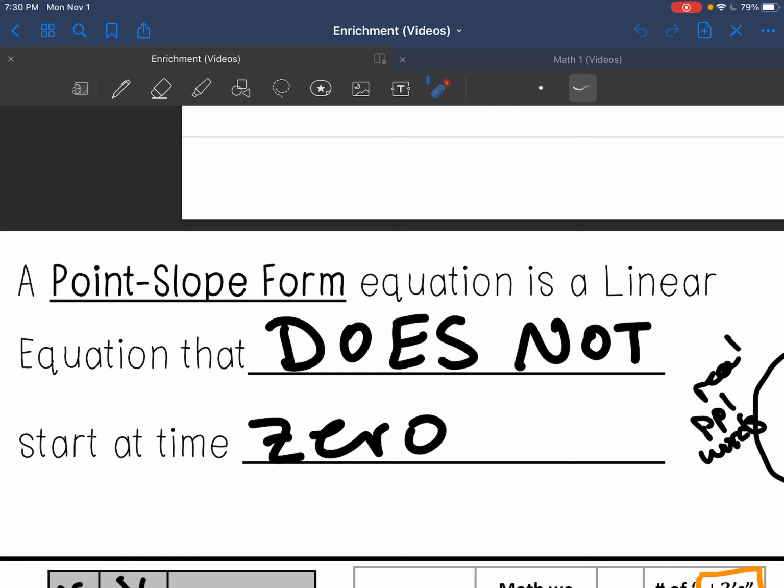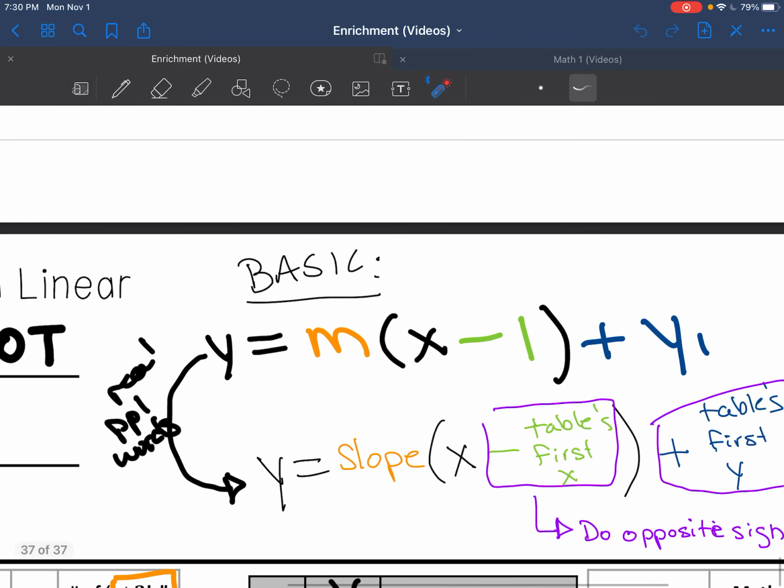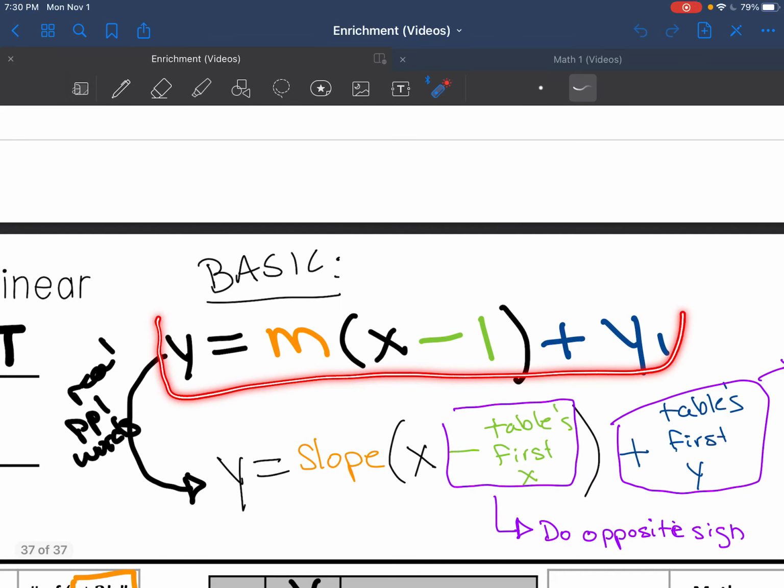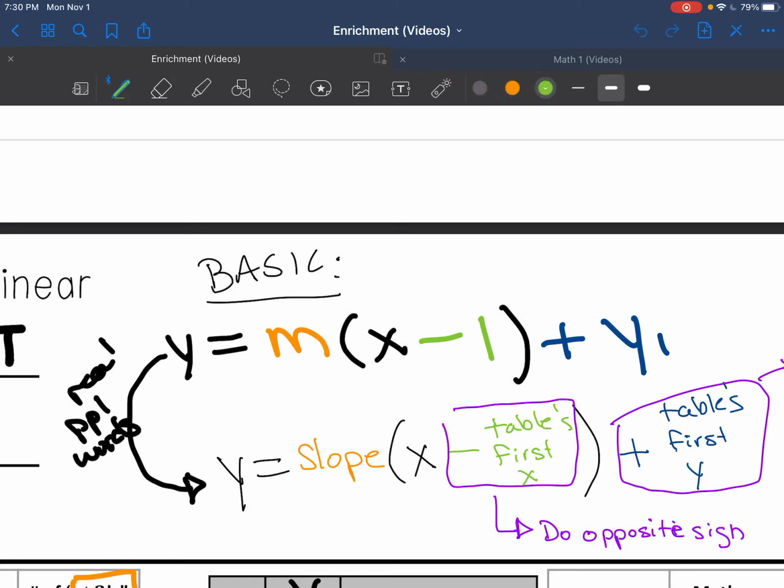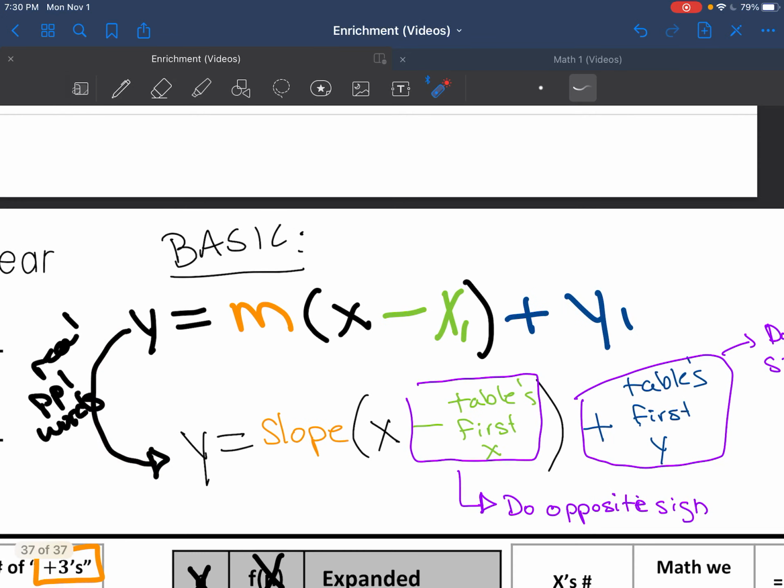Now the first thing that you need to know is point slope form is a linear equation that does not start at time 0. Okay? So the super mathy way to write this is y equals m(x minus x1) plus y1. But in real people words down here, we have y equals slope, that's what this m represents, times x, minus the table's first x, which is this x1, plus the table's first y.